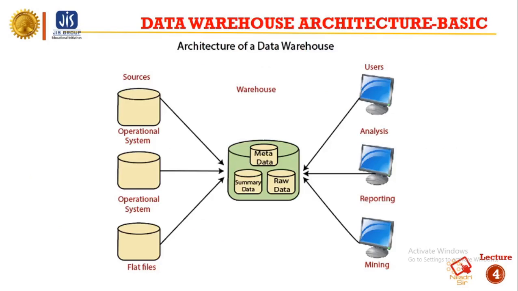So this is the architectural representation of a data warehouse, the basic one. This is the pictorial representation of data warehouse architecture of the basic type. As you can see, the important parts are operational systems, flat files, then metadata.